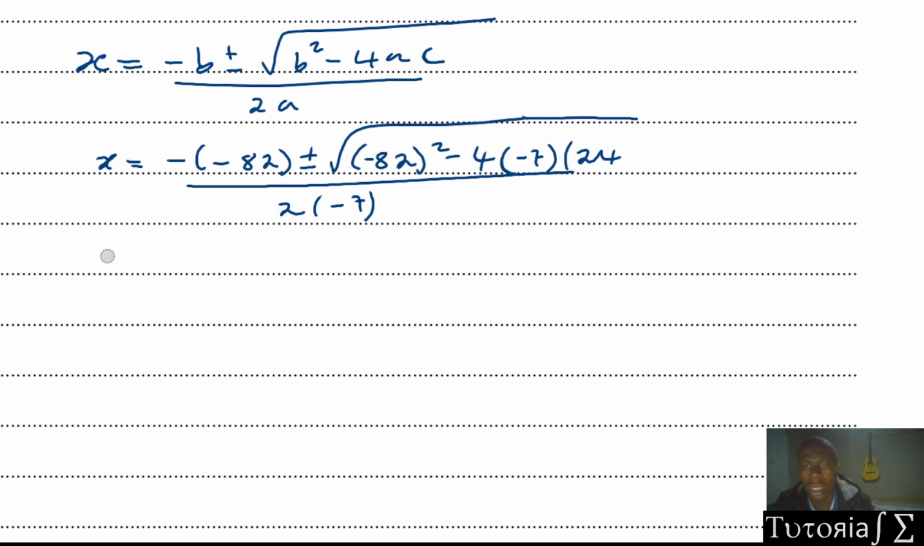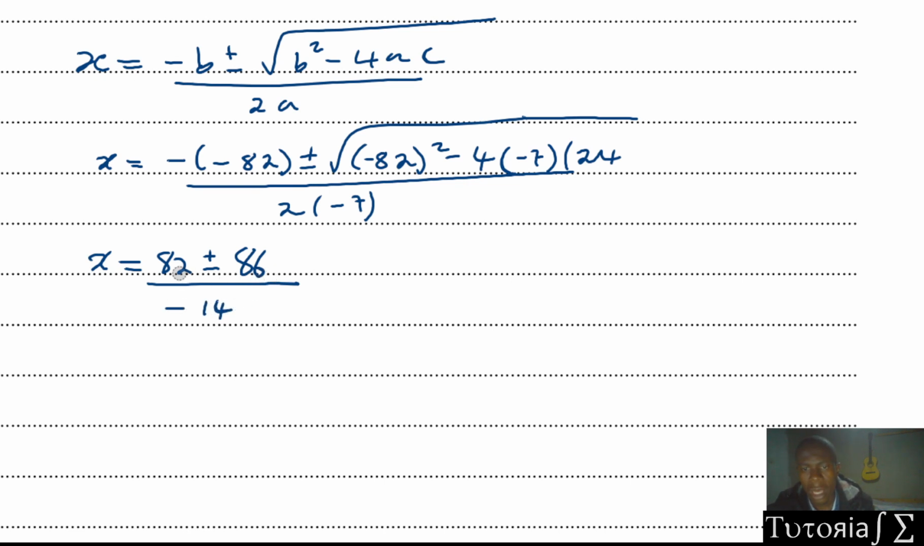Okay, so simplifying everything here, x is equal to 82 plus or minus, when we simplify what is inside here, when you're using your calculator, make sure you write open parentheses, then you put inside negative 82, you square that. So this will be a positive number, and when you find the square root of whatever is inside there, that will be 86, all over negative 14.